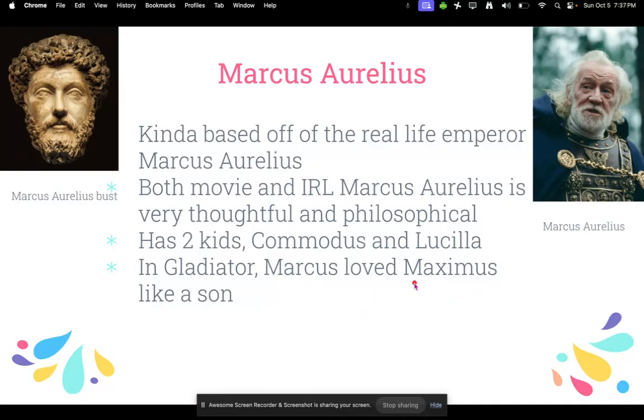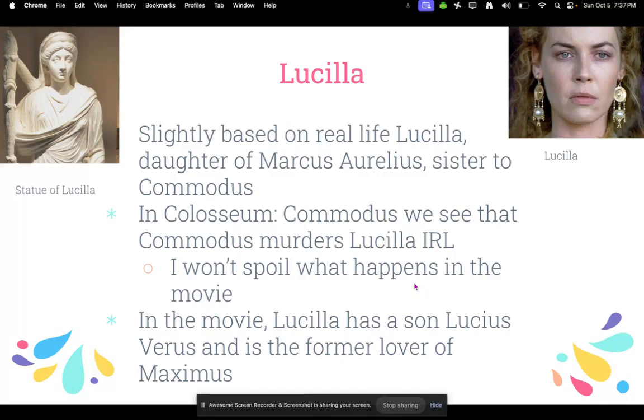Then we have Lucia. So she is slightly based on the real life Lucia, who's again the daughter of Marcus Aurelius and the sister to Commodus. In real life, Commodus murders Lucia. I won't spoil what happens in the movie, don't worry. But in the movie, Lucia has a son named Lucius Verus, and she is also portrayed as the former lover of Maximus, which, of course, is fictionalized because Maximus is a fictional character.